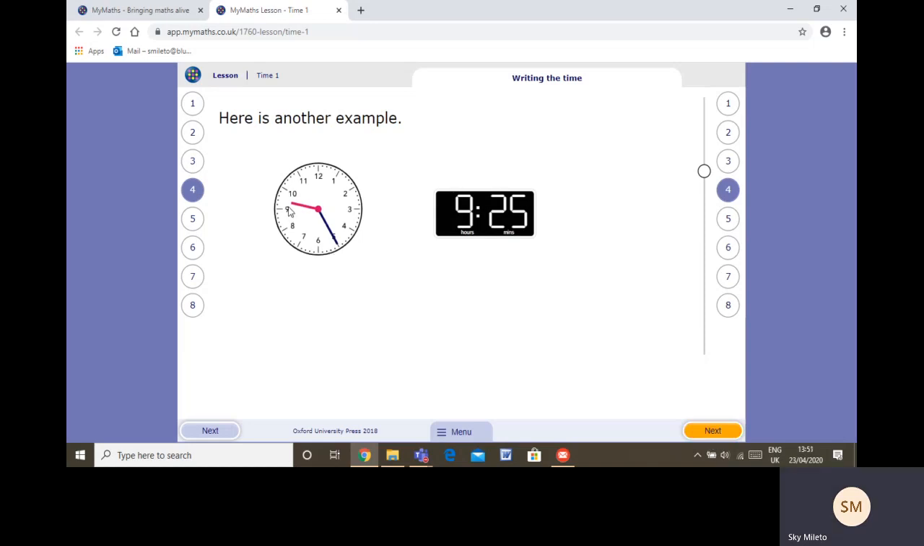Here we've got 9:25, because you said the minutes first. 25 past 9, because it's on the right-hand side. Here I might say 9:25.